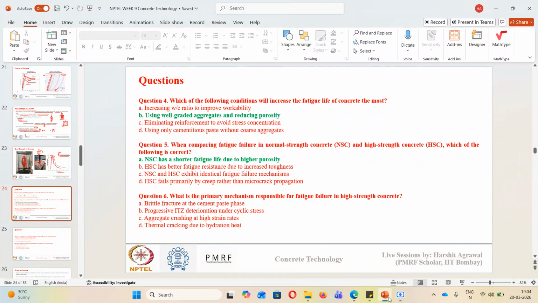No, A won't be the correct option. Just think more. We are talking about high strength concrete. So the strength of cement paste will be higher because we are using silica fume or fly ash in our mixture, which will increase the strength of the cement paste. So failure doesn't happen in the paste.